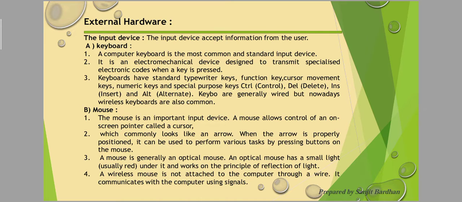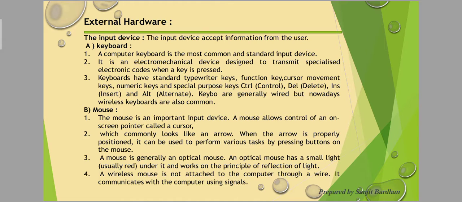Okay, next is the mouse. Mouse is also an input device. The mouse is an important input device. Mouse allows control of an on-screen pointer called the cursor. So what is a cursor? A cursor is the on-screen pointer controlled by the mouse, which commonly looks like an arrow. When the arrow is properly positioned, it can be used to perform various tasks by pressing buttons on the mouse.